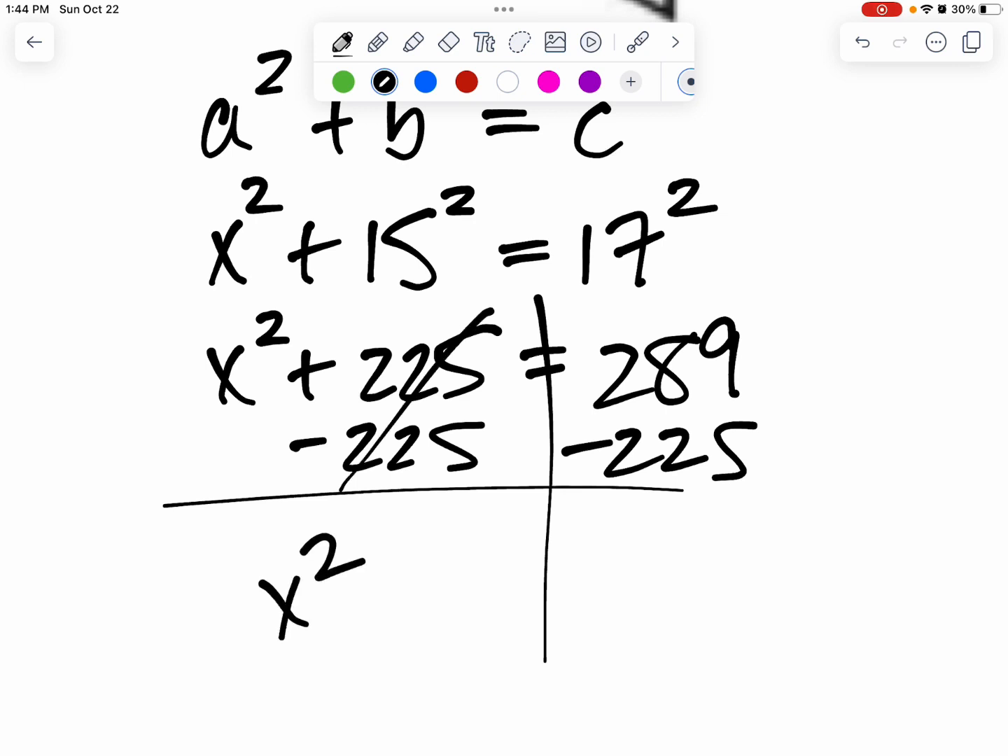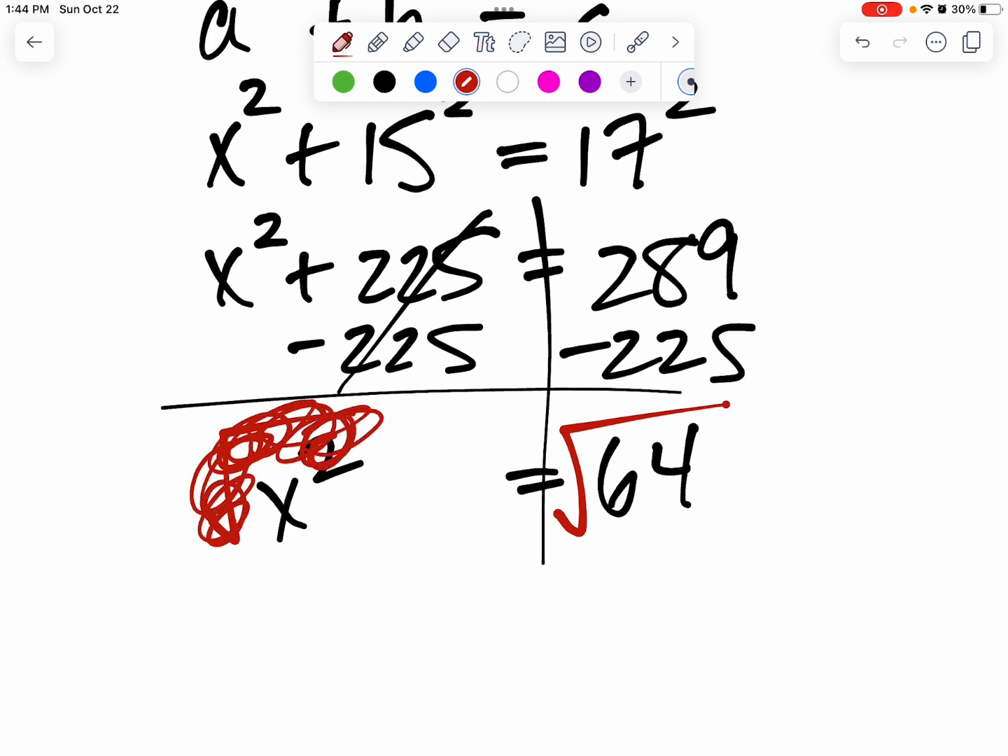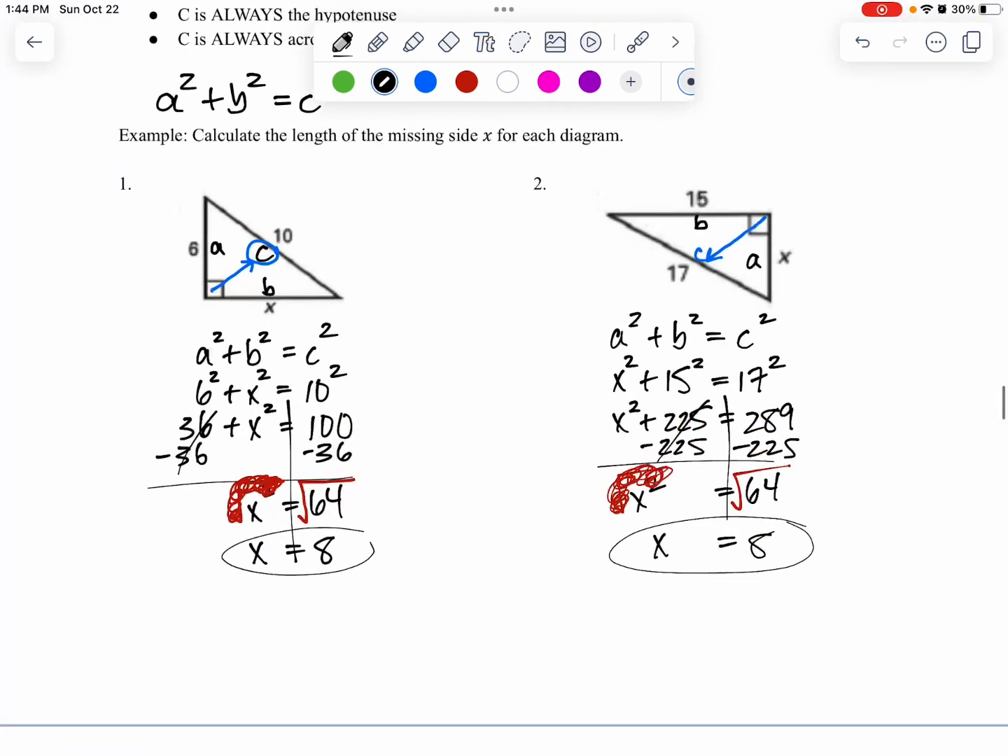And I got x squared over here. And when I subtract this, what do I get? 64. Okay, and it just happens to be the same number as before, but I'm going to square root both sides. That is how I cancel the square. The square and a square root cancel out, and I just get x over here. The square root of 64 in the calculator is 8, because 8 times 8 is 64.